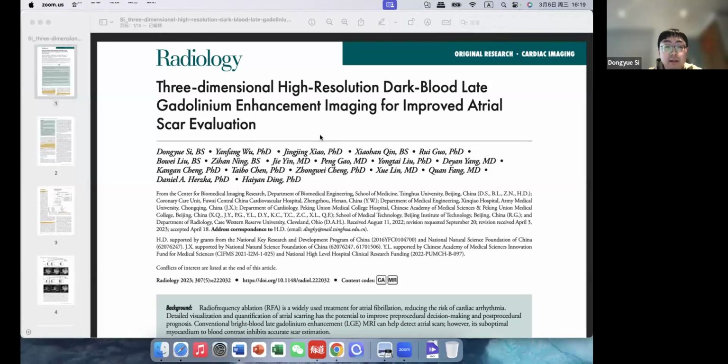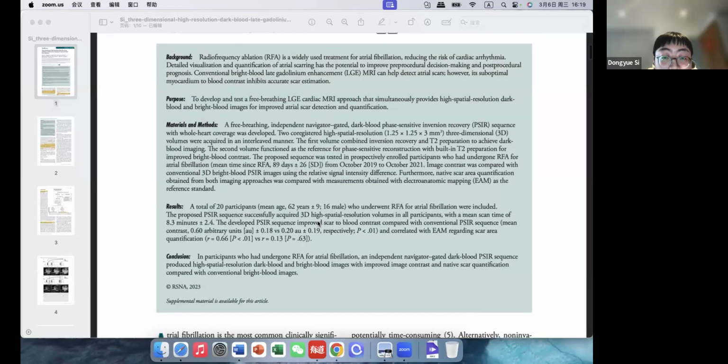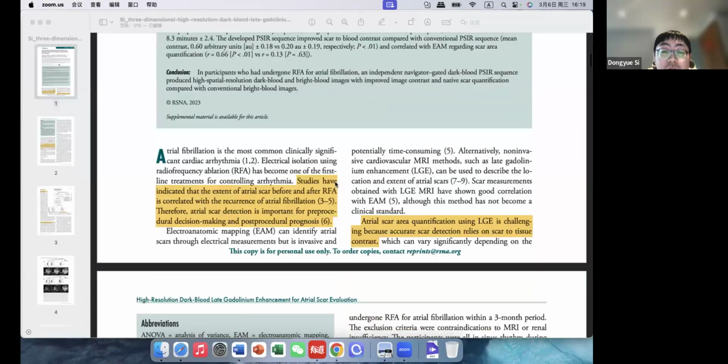I'm glad to be here to introduce my work during my PhD at Tsinghua University. This is focused more on technique development, which is developing 3D high-resolution dark blood LGE imaging to improve atrial scar detection. So first, maybe I'll go quickly through the background.